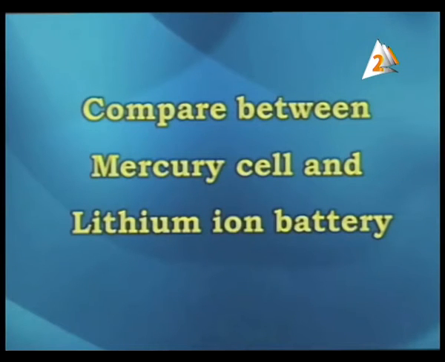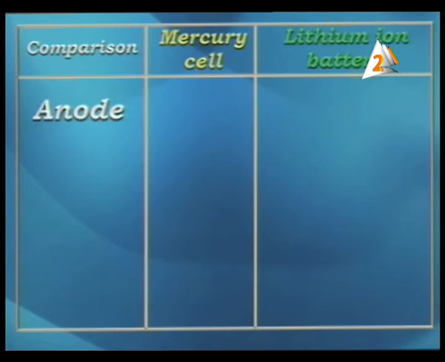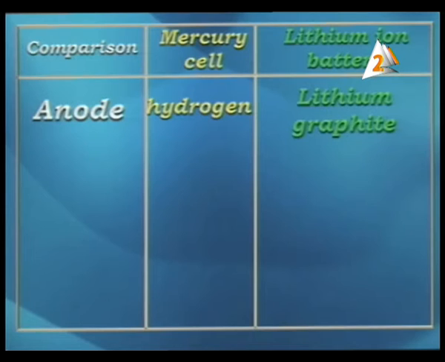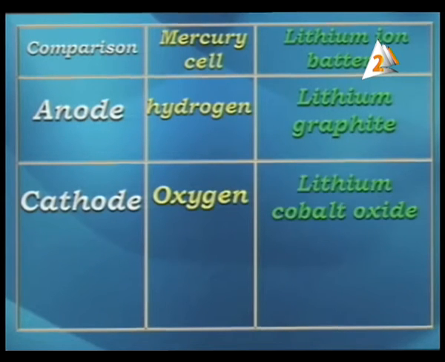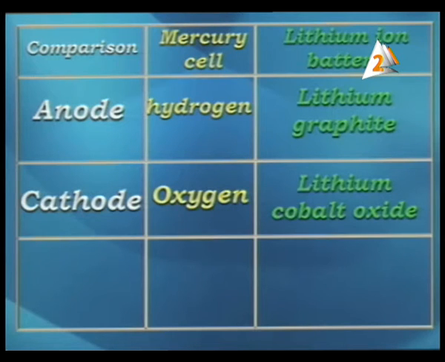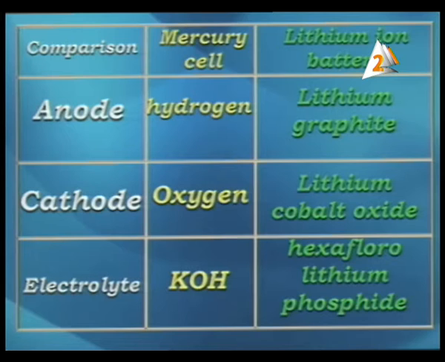Next type of question, my dear student: compare between mercury cell and lithium-ion battery. As shown on the screen, the anode in mercury cell is hydrogen, while in lithium-ion battery, lithium graphite. In the cathode, here oxygen, and here lithium cobalt oxide. And the electrolyte here is potassium hydroxide, and here hexafluorolithium phosphide.